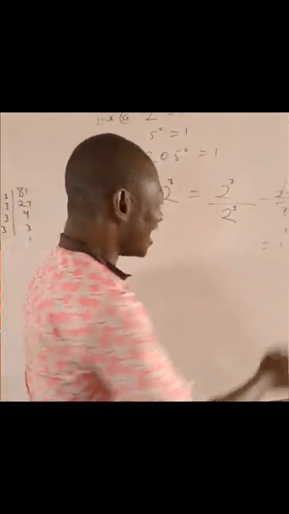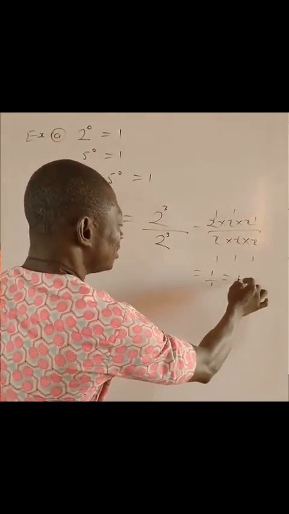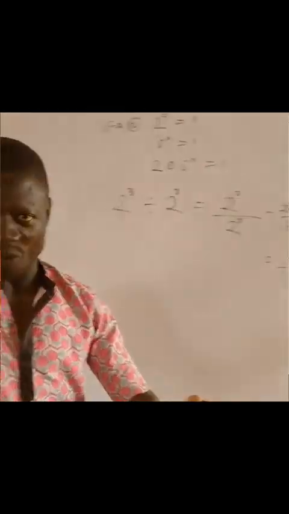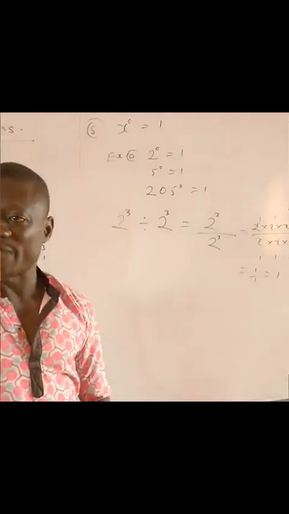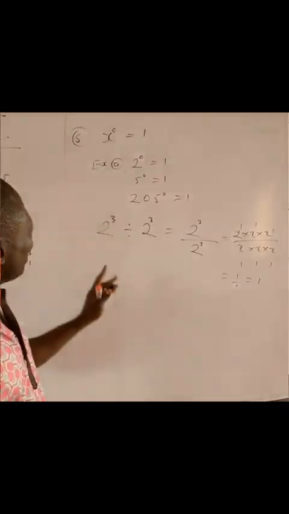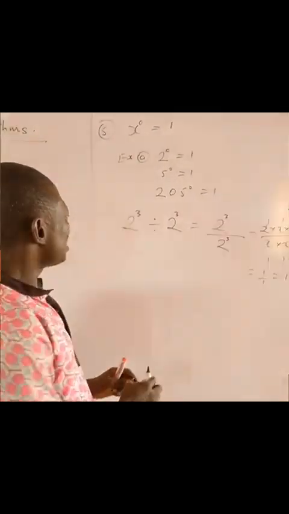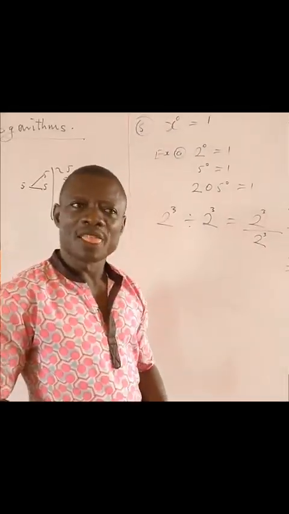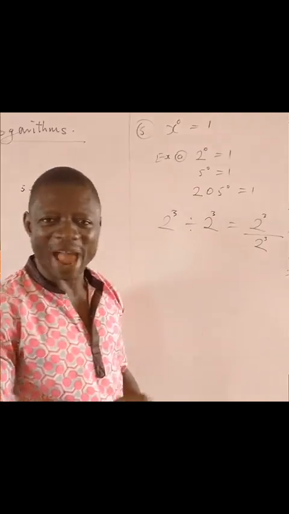That's okay? Then 1 times 1 times 1 will give us 1. And 1 over 1 is 1. So we view this approach now and see that in our simple calculation, we know from elementary school that this is going to give us 1. Let us now apply law number 2. Law number 2 says x raised to power a divided by x raised to power b is equal to x raised to power a minus b.